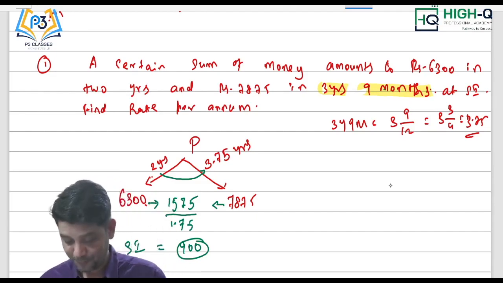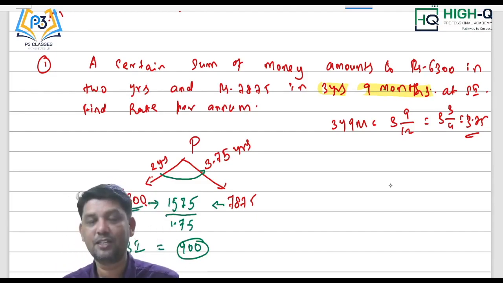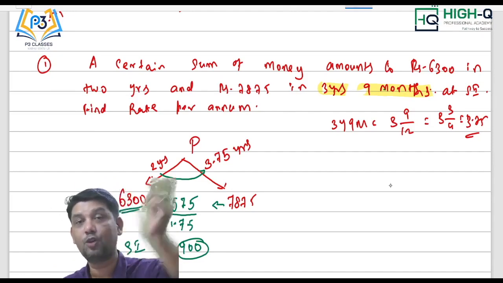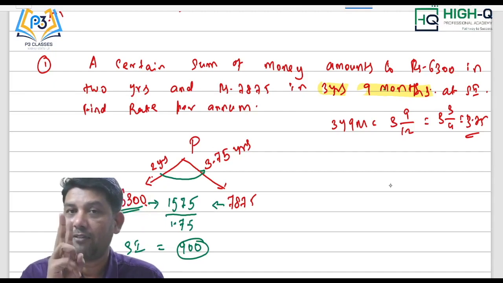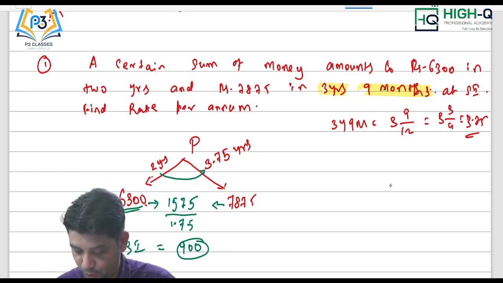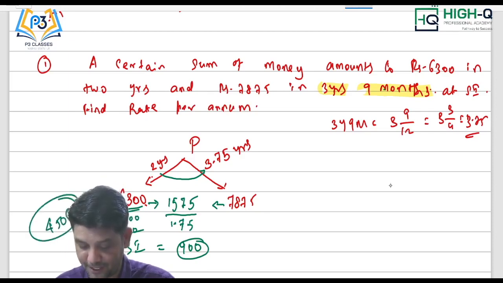For example, sir, I want to find out the principal now. Simple way. See, this is 6,300, the amount after 2 years. That means I have already added 2 times simple interest. Am I right, my dear? So what I simply do is remove 900 two times from 6,300. So what exactly are you going to get? 4,500 rupees. This is the principal.